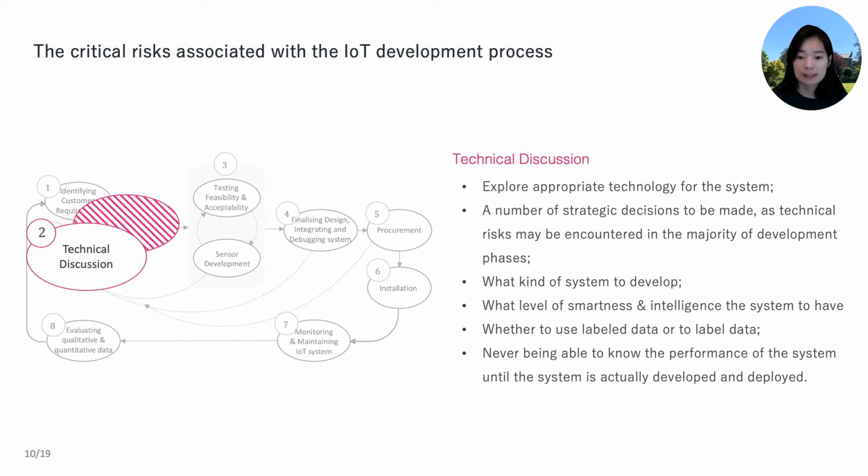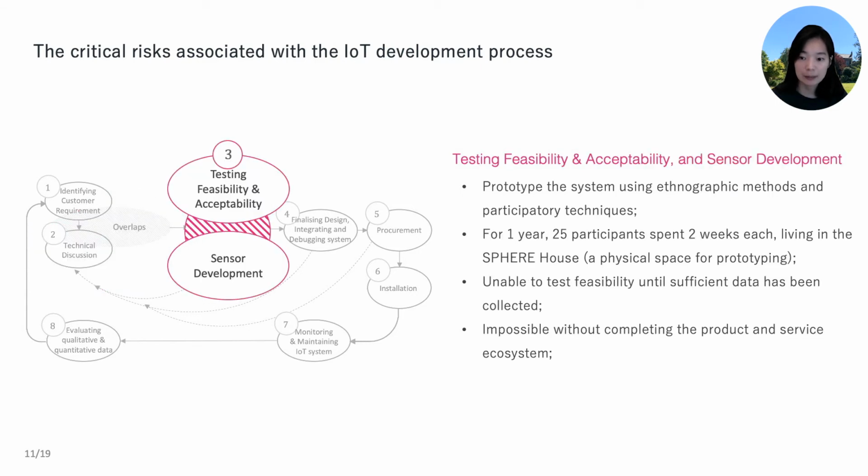Once you identify the specification of the IoT product and service, you test the feasibility and acceptability and develop sensors. The team prototyped the system using ethnographic methods and participatory techniques. They had 25 participants. Each of the participants spent 2 weeks in the SPHERE house, which took 1 year. SPHERE house is a physical space in which the SPHERE system is built for prototyping.